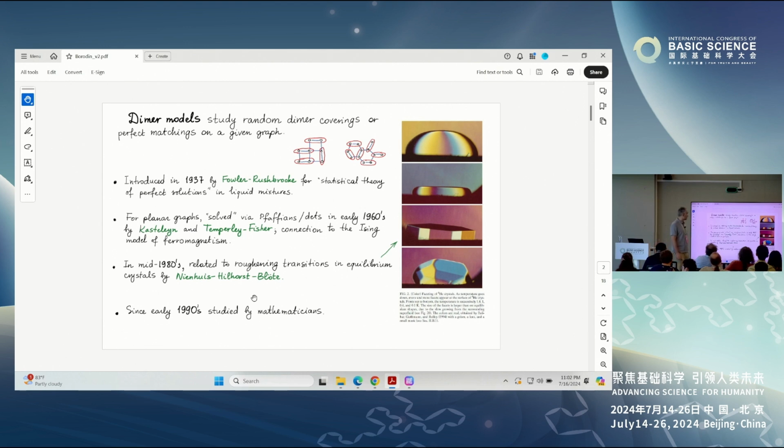So dimer models are pretty old. They were introduced in the 1930s in the chemistry literature. You can see the title of the paper was Statistical Theory of Perfect Solutions. They were not actively studied until the 1960s, when they came into prominence because of their connection to the two-dimensional Ising model and its solvability. In particular, for planar graphs, dimer models can be solved in some sense, namely that their partition functions can be computed in terms of Pfaffians and determinants.